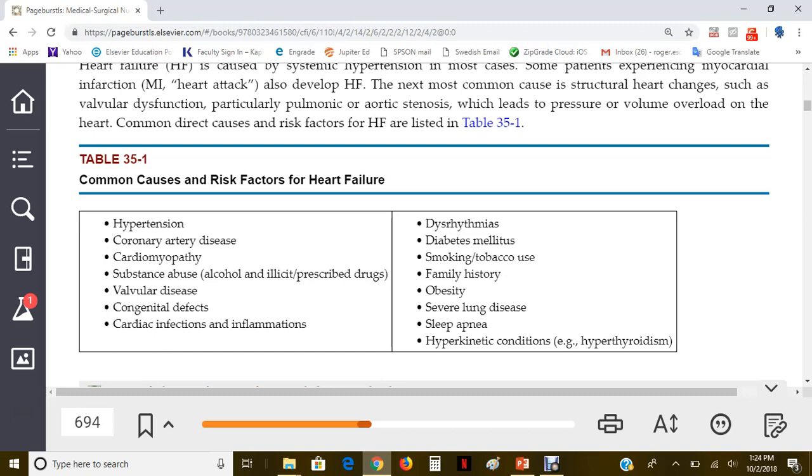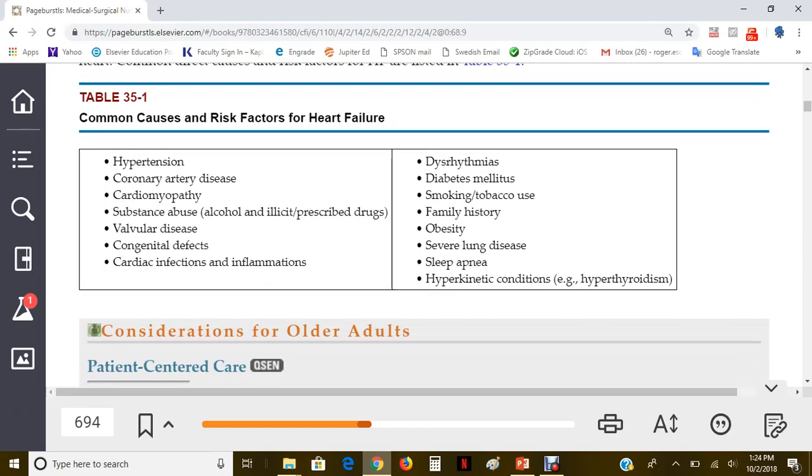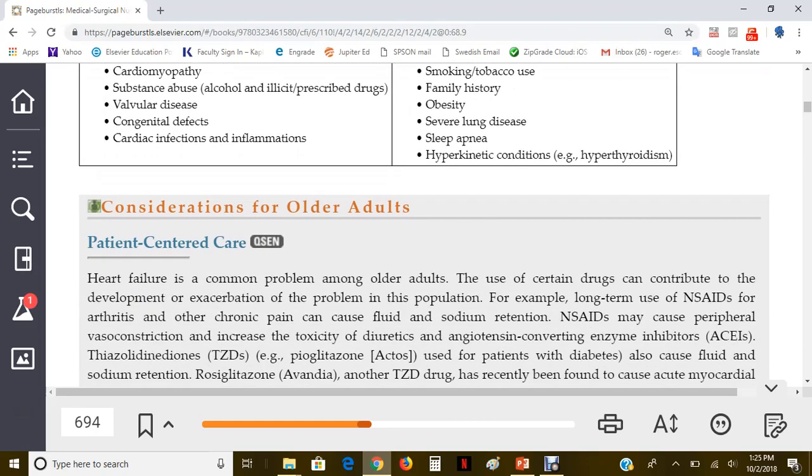Sleep apnea, as well as severe lung disease, as previously mentioned in the first video. These cause pulmonary hypertension, which increases afterload on the right side of the heart. And non-cardiac causes include hyperkinetic conditions such as hyperthyroidism, which increases heart rate, therefore increases oxygen demand and cardiac workload.